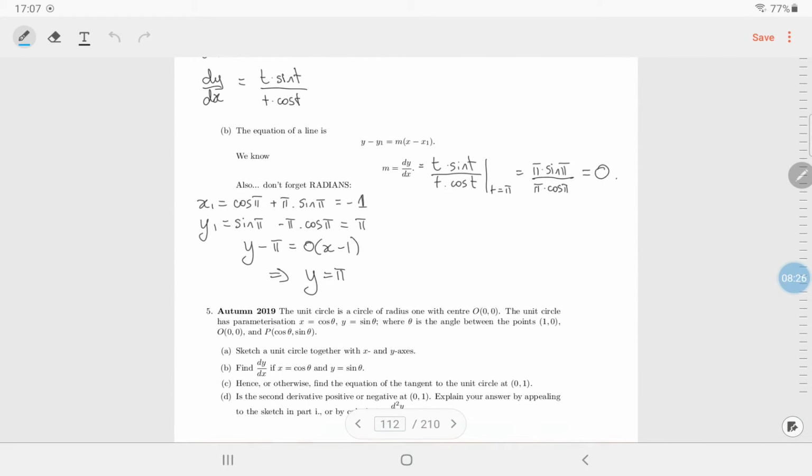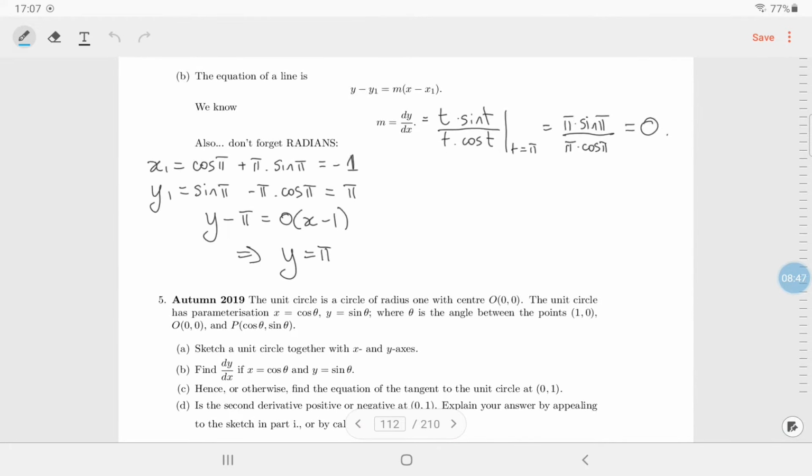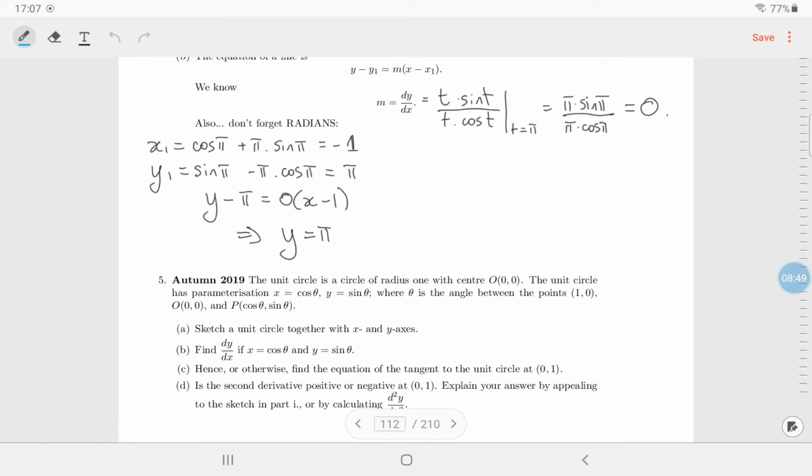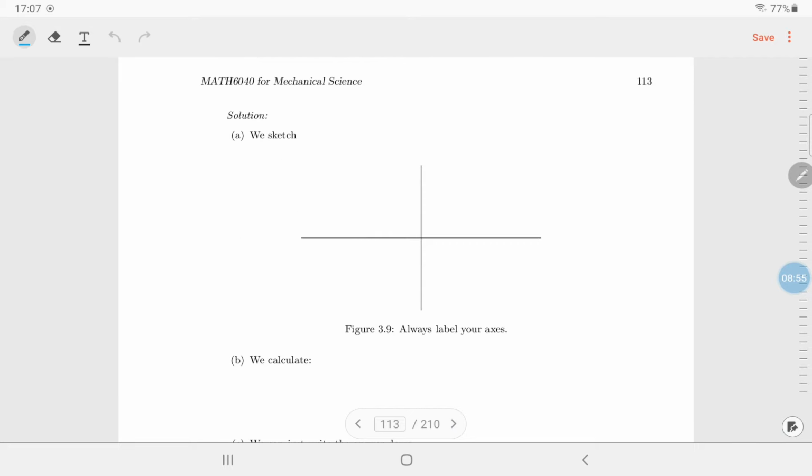Okay, the unit circle is a circle of radius 1 with center 0, 0. The unit circle has parameterization x is cos theta, y is sine theta, where theta is the angle between the, blah, blah, blah. Sketch your unit circle together with x and y axis. That should be okay. Find dy/dx if x is cos and y is sine. That sounds easy. Hence or otherwise, find the equation of the tangent at 0, 1. Now there's a hence or otherwise. Is the second derivative positive or negative there? Okay, not too bad.